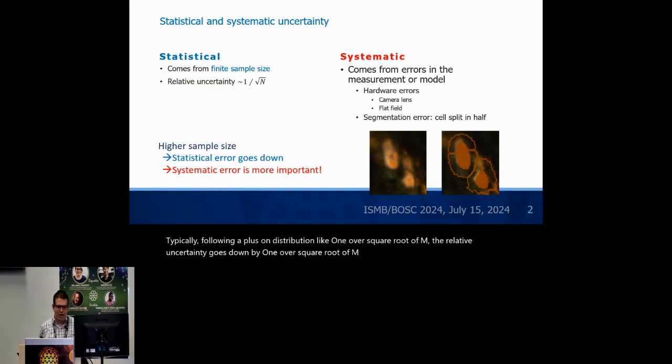Systematic uncertainties come from errors in the measurement or the model. So in our lab, this would be like hardware errors, or in our algorithm, I show here an example of a segmentation error where that cell is split in half and that's not correct. And in genomics or other fields, you can imagine what kind of errors you might have. The general principle is that when you have a higher sample size, your statistical error goes down, but your systematic error does not go down automatically. And so it becomes more important.